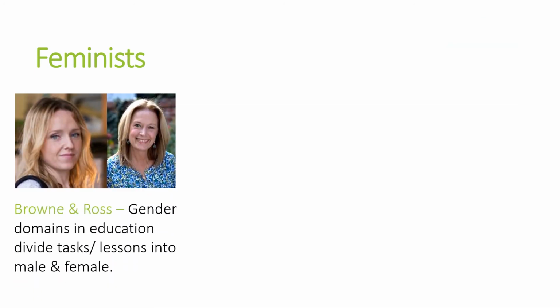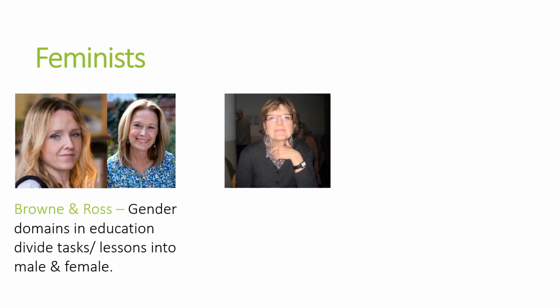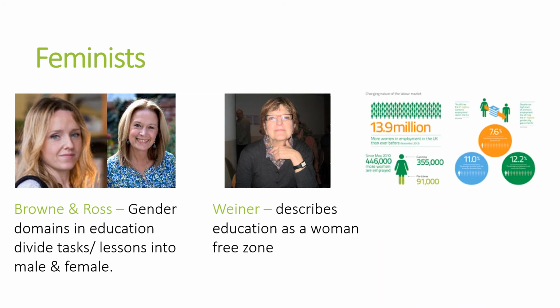The key feminists we've got are Brown and Ross, who talk about the gender domains in education, the division between boys and girls, and dividing tasks into the male and the female. We've got Weiner, who describes education as a woman-free zone. And we've got social policies like the Education Reform Act, Sex Discrimination Act, Equal Pay Act, and GIST and WISE, which all have these connections. They're not feminist, but they're policies that link to feminism and have a big role to play.